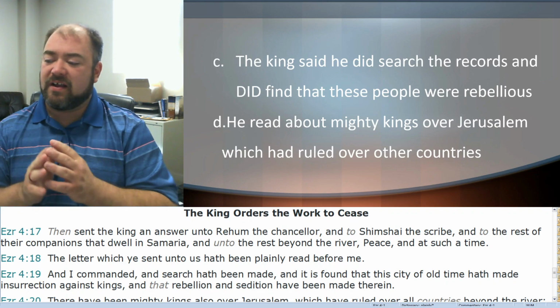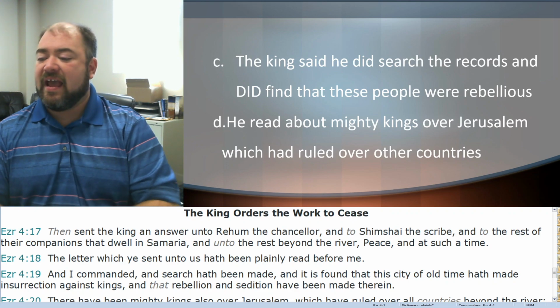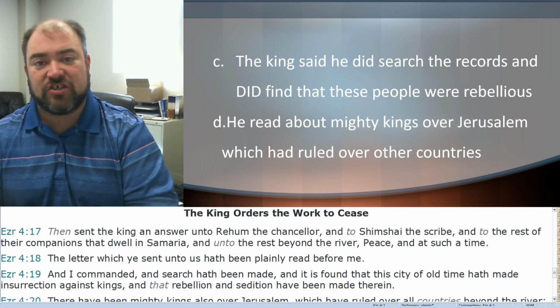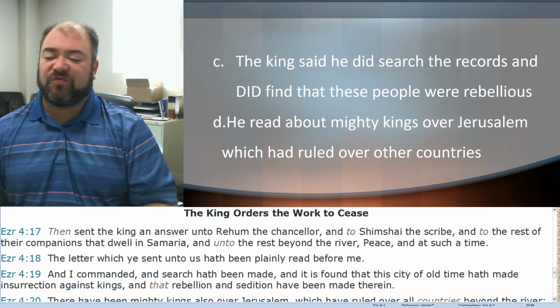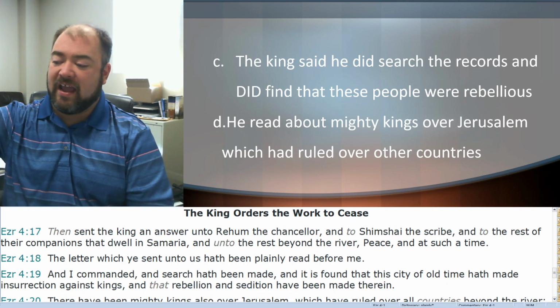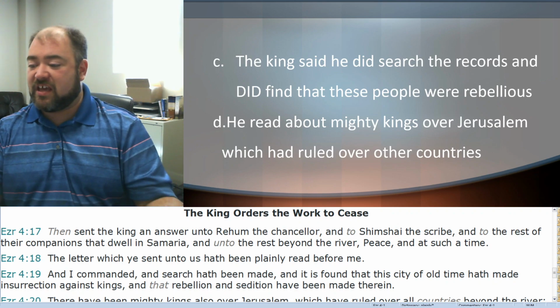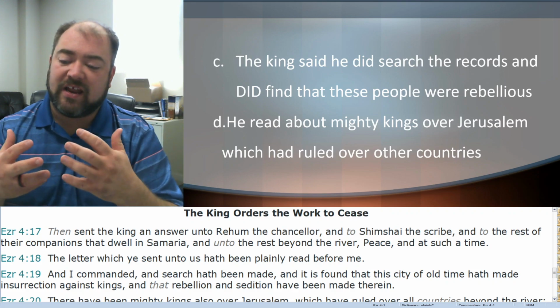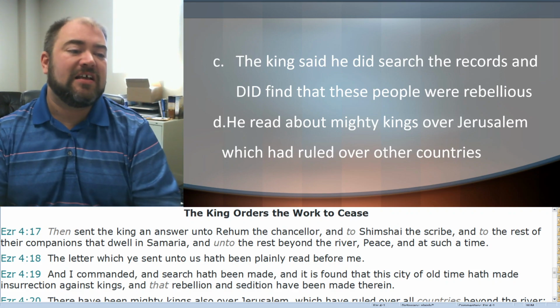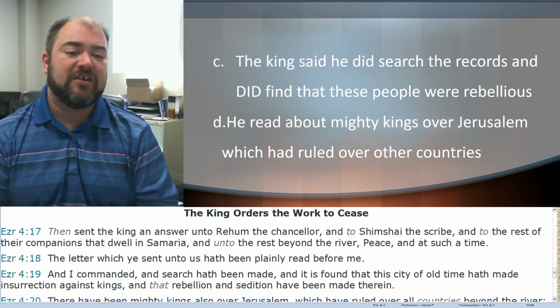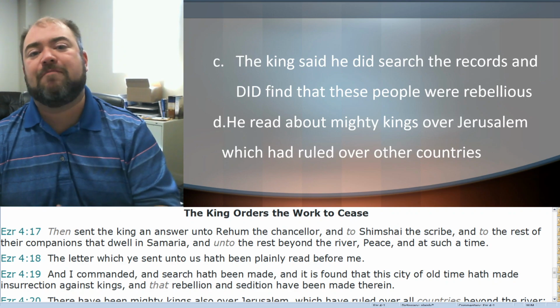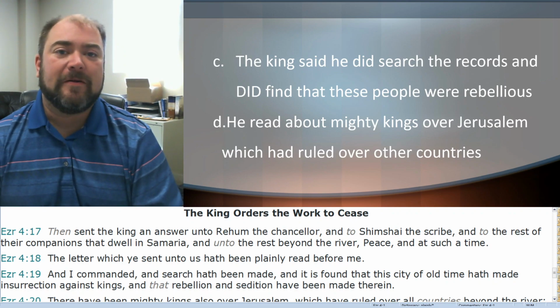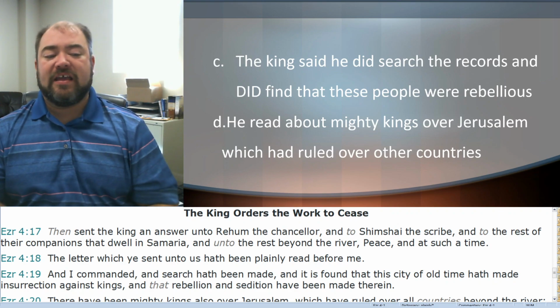And look what verse 19 says. And I commanded, and search was made. Search had been made. And it was found that this city in old time had made insurrection against the kings, and that they rebelled, and sedition had been made. And so the king said, we did search the records, and we did find that the people were a rebellious people. And so he read about them.